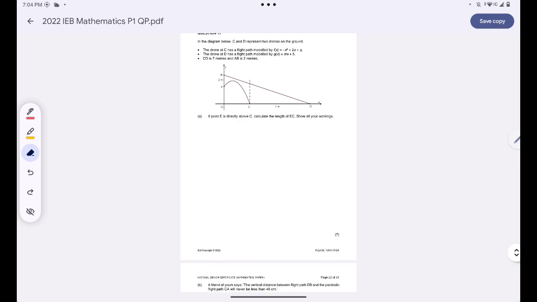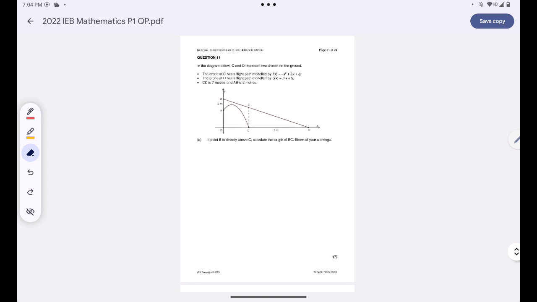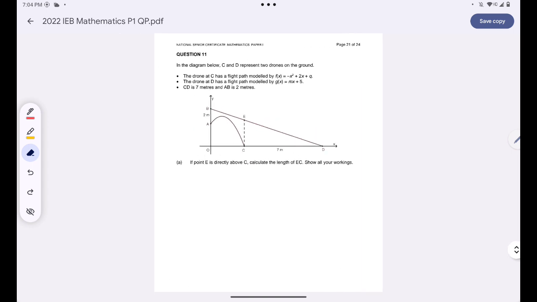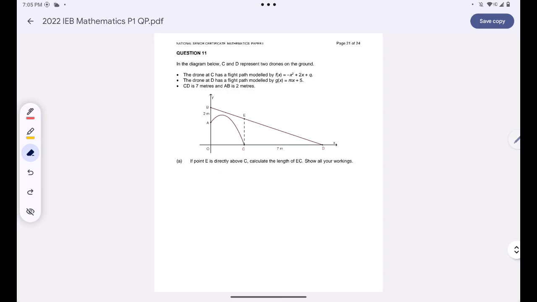Okay, question 11. We are told that in the diagram below, C and D represent two drones on the ground. The drone at C has a flight path modeled as f of x, and the drone at D has a flight path modeled by g of x. The length of CD is 7 meters and the length of AB is 2 meters.